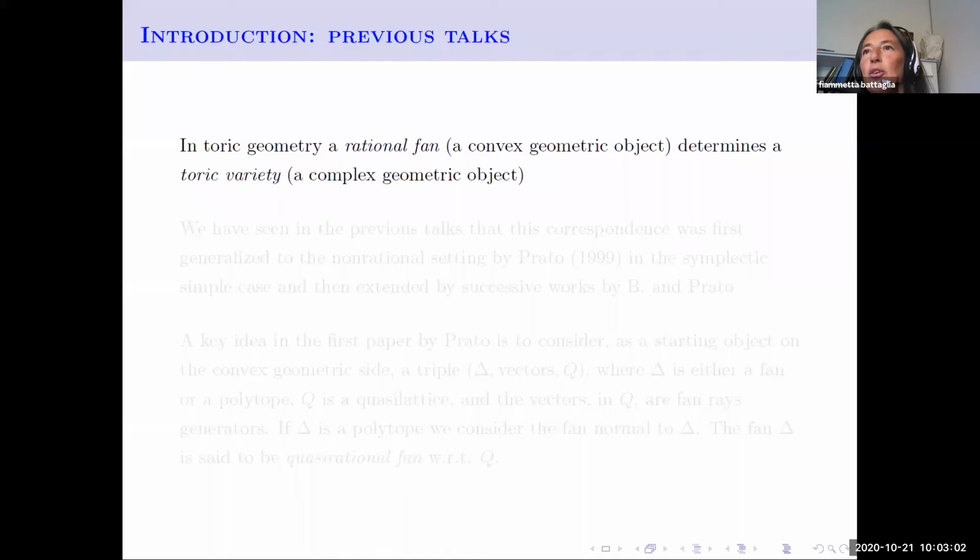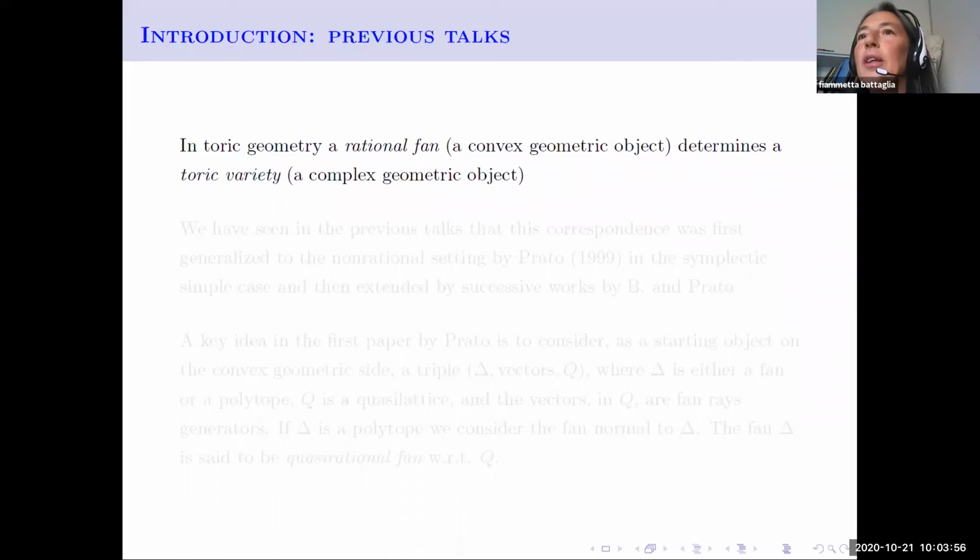I was concentrating on this feature of toric geometry, where we have a rational fan. I'm repeating myself, but just for five minutes. Someone will be bored, but I think it's useful. In toric geometry, we have a rational fan, which is a convex geometric object, and this determines a toric variety, which is a complex geometric object. I concentrated on polytopes in my first talk, and in this talk I will consider fans, so we won't get confused between the two objects.